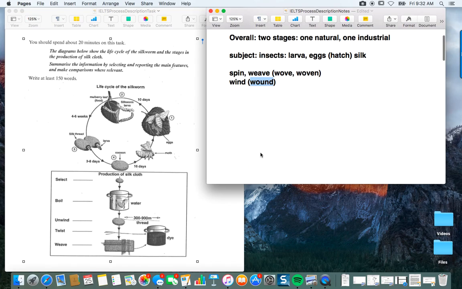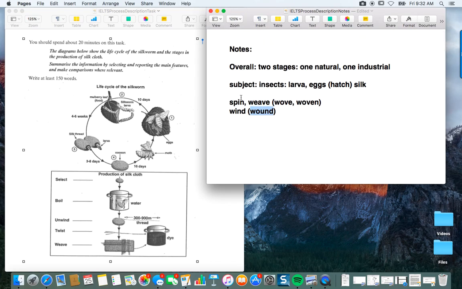Okay, so you've got your main notes here. So first of all, you're going to give the overall, your next paragraph, then your next paragraph, you will talk about the natural process, and in the paragraph after that, the industrial process. So keep that in mind. That one's pretty easy. Paragraph one, paragraph two, paragraph three. All right? As I said, a little bit easier. So why don't we take a look at our final product?